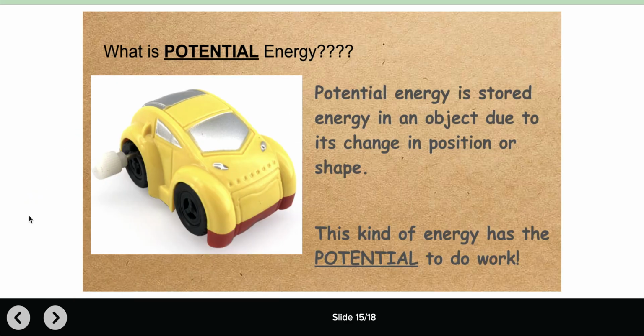Next, we have potential energy. This is stored energy in an object due to its change in position or shape. Like this wind-up car. You change the position of this little white wind-up piece, and you're storing energy inside this little toy car. And when you finally let go, it turns that potential energy into kinetic energy, and it moves all around your table, your floor, wherever you're playing with the little car.